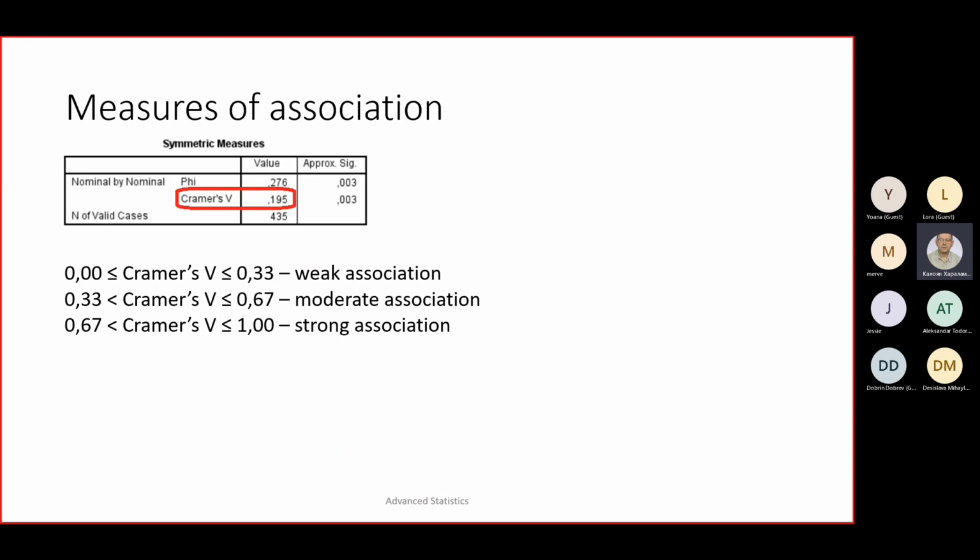So in our case, the value 0.19 is between 0 and 1/3, and the association is weak. So this was the analysis of the relation between nominal and ordinal variables with only one independent variable. We will continue with more independent variables, but before that, I will show you charts.